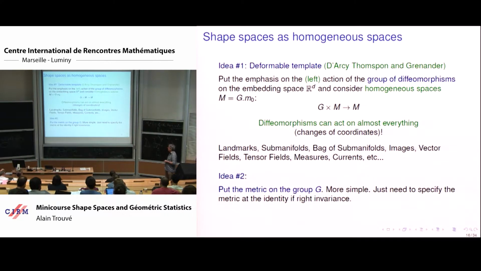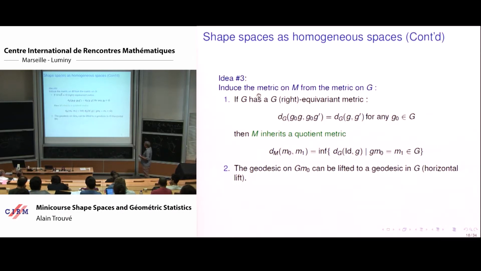A group can be smooth, you can hope that this is a Lie group, usually it's not, but because if you specify the metric at the identity, you specify the metric everywhere, so you do not have to decide at every point what the metric will be. And now, if you have a right invariant metric, you can define a metric on the orbit like that. The distance between M0 and M1 will be the infimum of the distance between the identity and g, over all the transformations g that deform M0 into M1. Okay?